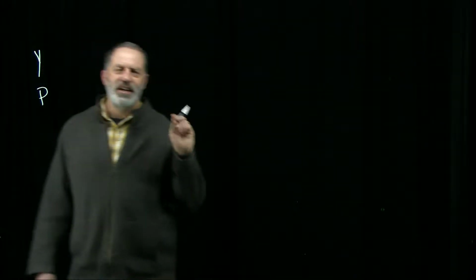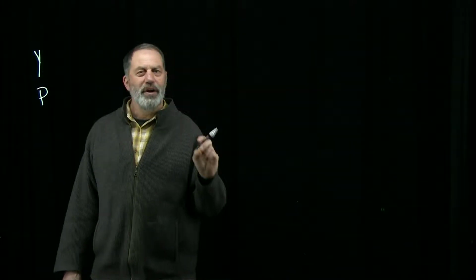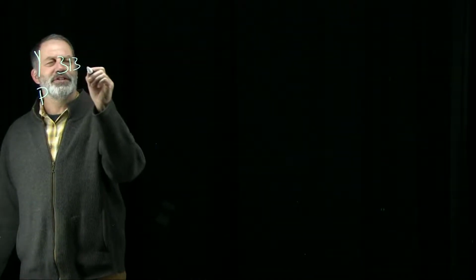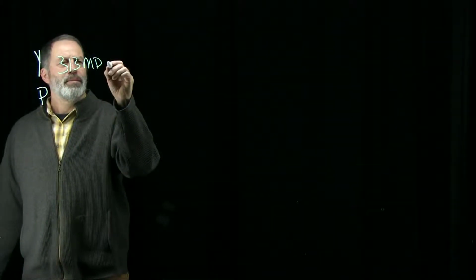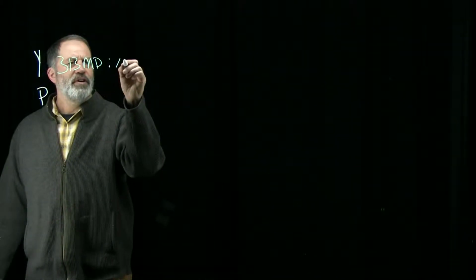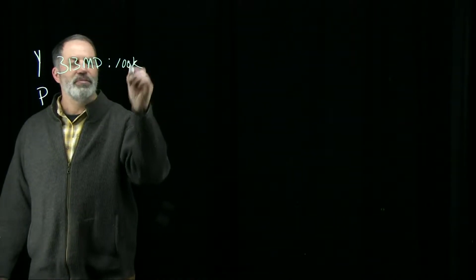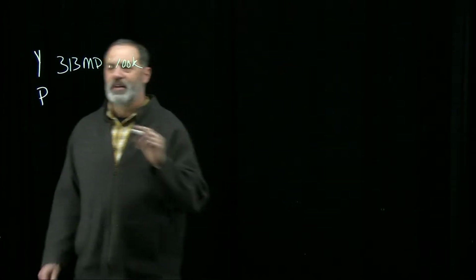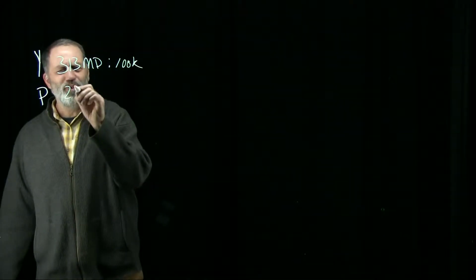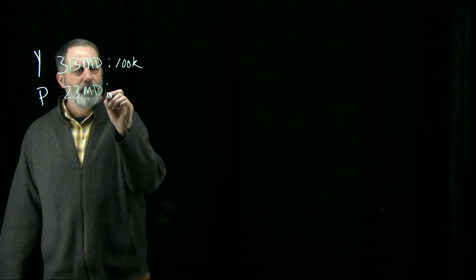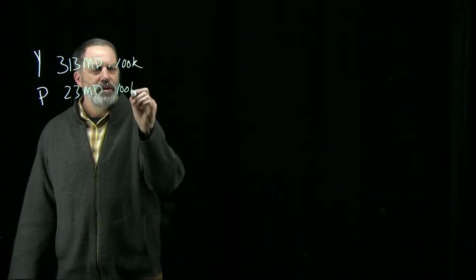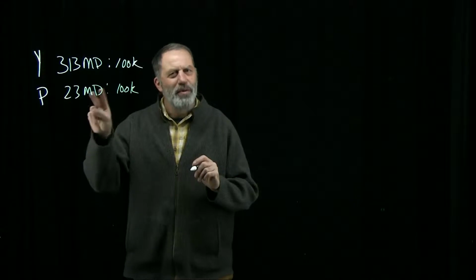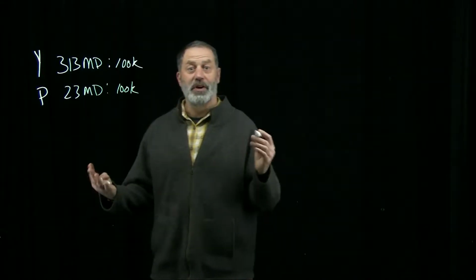And let's look at two Montana counties. Let's look at Yellowstone County and Phillips County. And let's look at the number of physicians per 100,000 people. And so if we look at Yellowstone, there's about 313 physicians, I'll put MDs here, per every 100,000, so I'll use 100K just to abbreviate, 100,000 people. Now if we look at Phillips, it's much different. It's about 23 physicians per 100,000 people.